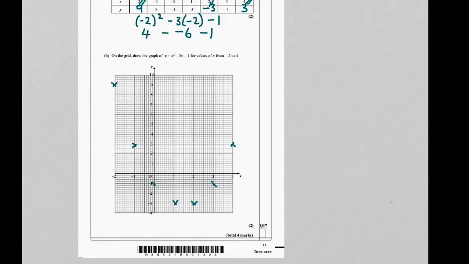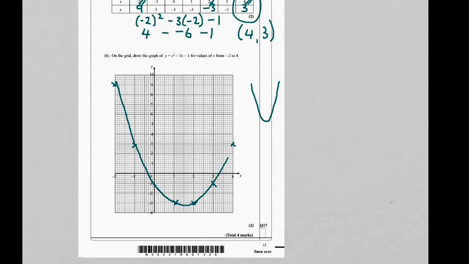Remember, it's always along the corridor and up the stairs when you're plotting, and each of these coordinates have come from the table. So that was coordinate 4, 3. And then I need to remember that this is a quadratic, so it's going to be a curve that looks a bit like that, and I have to do my best to draw a smooth curve that goes through all of the points and is a kind of bucket shape. It should look like that.